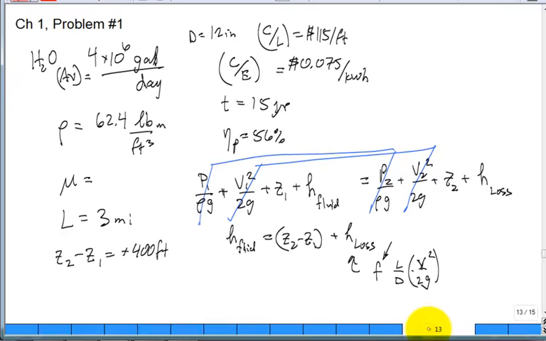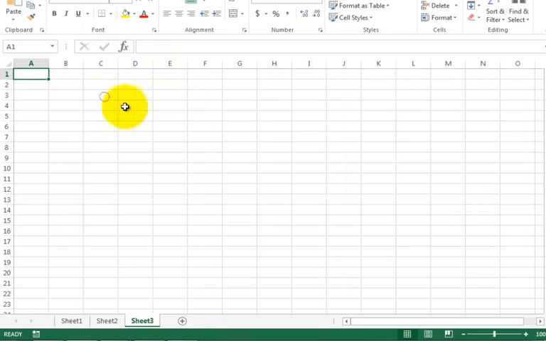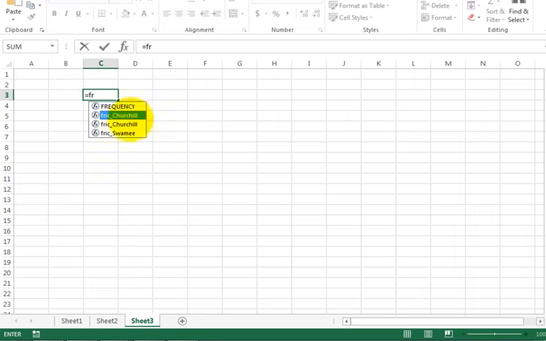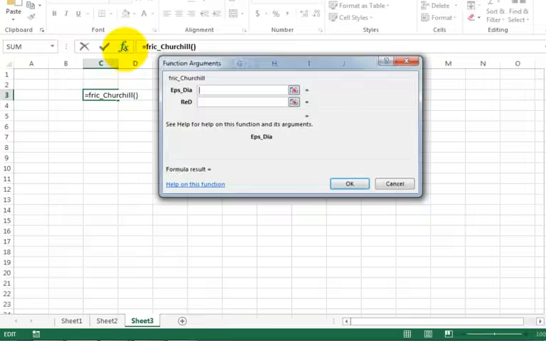So you'll be able to get this as one call. Let me show it to you. So I'm just going to quickly bring it up here. You'll want to have equal to FRIC, you can see it right there, Churchill. So hit tab there. And then if you want more information, hit this little function right there. It gives you the argument.